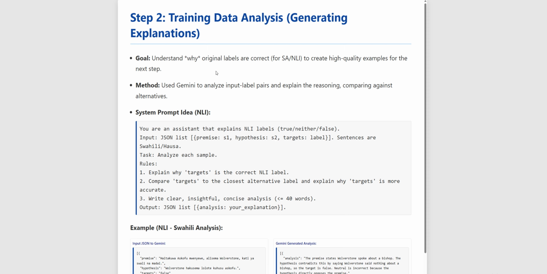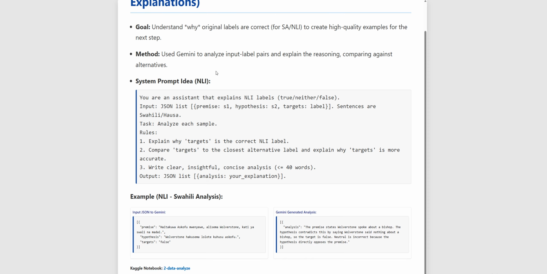I used Gemini to analyze input label pairs and explain the reasoning, comparing against alternatives. Here's what my system prompt looked like for NLI and an example with analysis generated by Gemini. These rich explanations became valuable context for the next step.